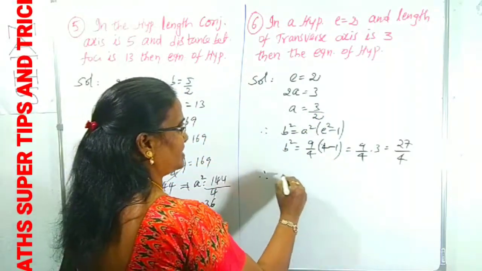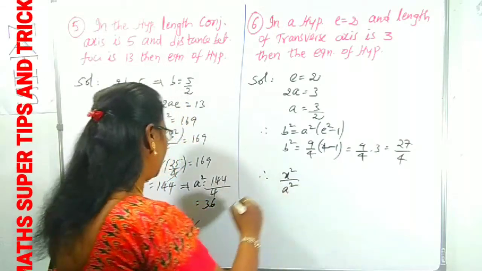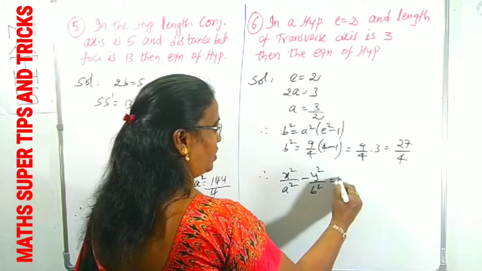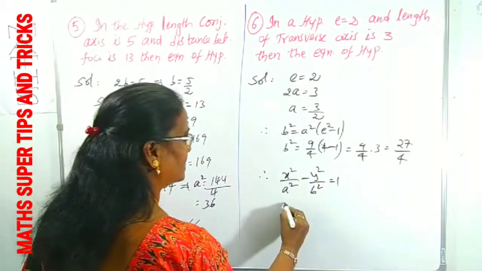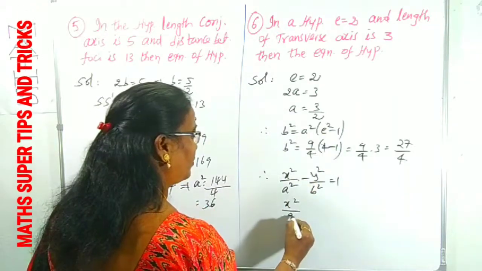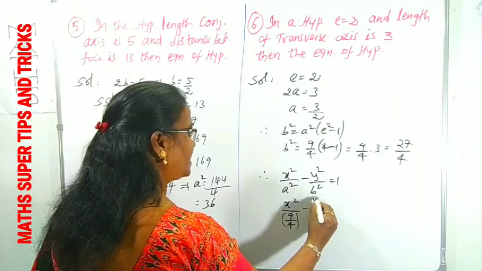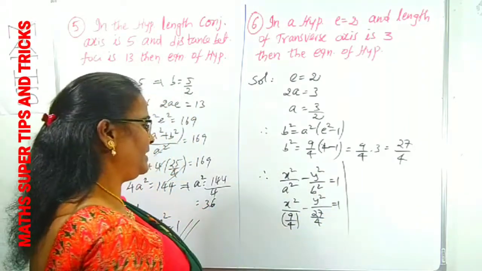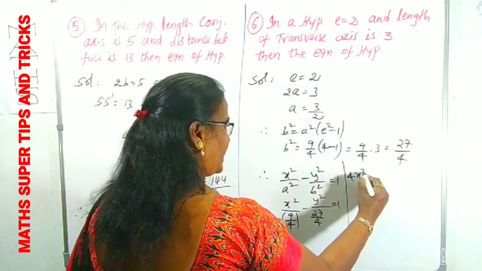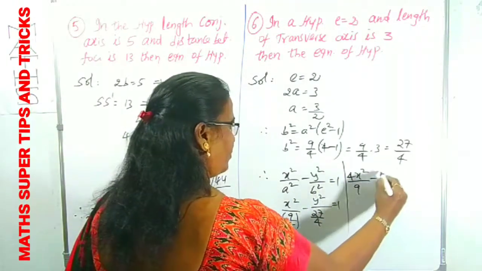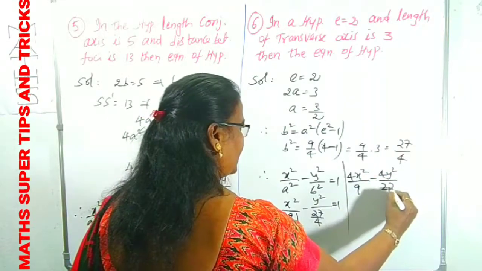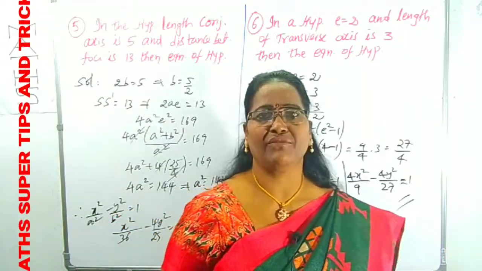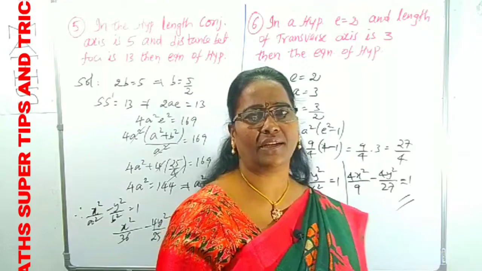So what is the required equation of the hyperbola? x square by a square, the same formula we can use here also, minus y square by b square is 1. Substitute those values. x square by a square, 9 by 4, minus y square by b square, 27 by 4, is equal to 1, right? Now it will be 4x square by 9 minus 4y square by 27 is equal to 1. We can simplify by taking the LCM. If options are given, we can rewrite according to the options.